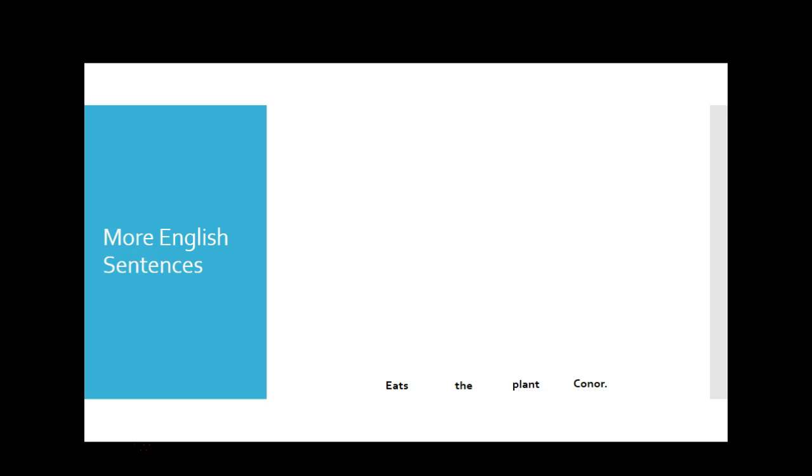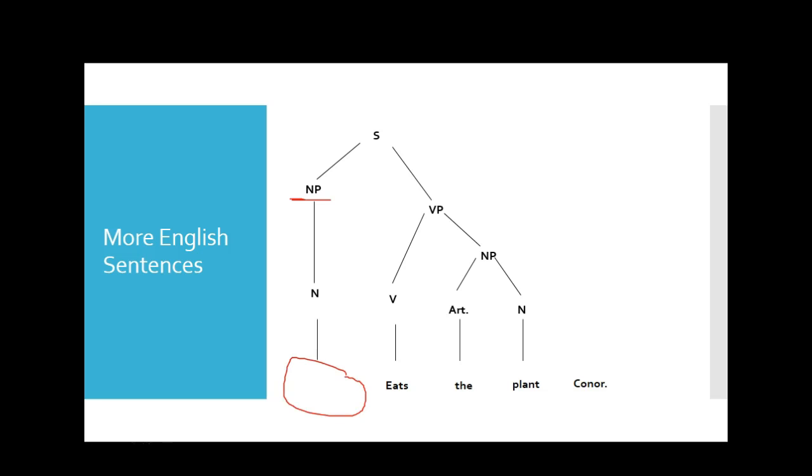What if I move the words around? Now I have eats the plant Connor. If we look at our sentence X-ray, we see that we should have a noun phrase at the front here, but we don't. So this is not a good English sentence.